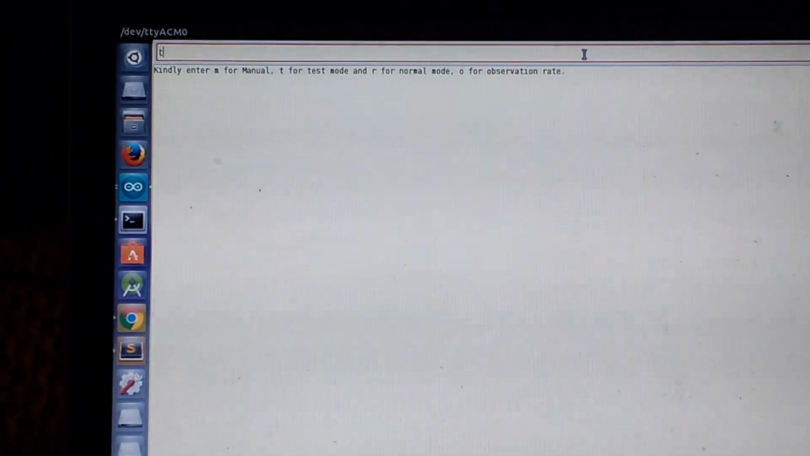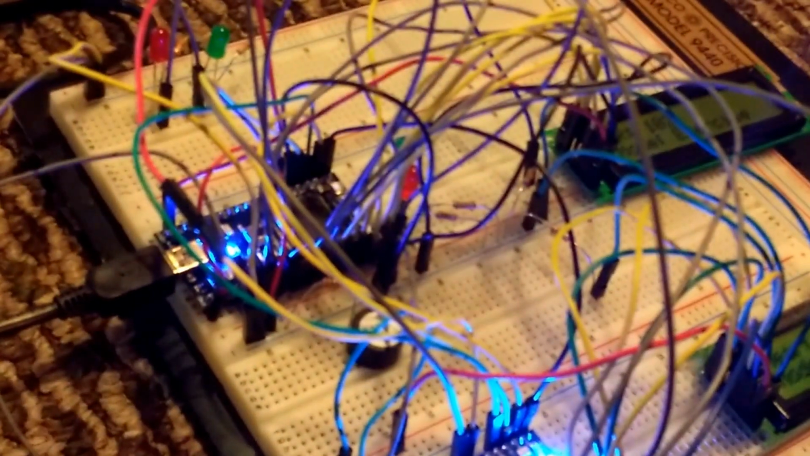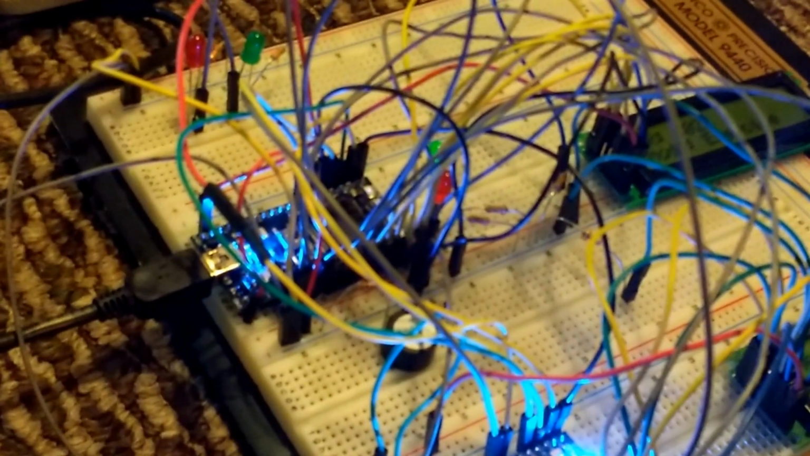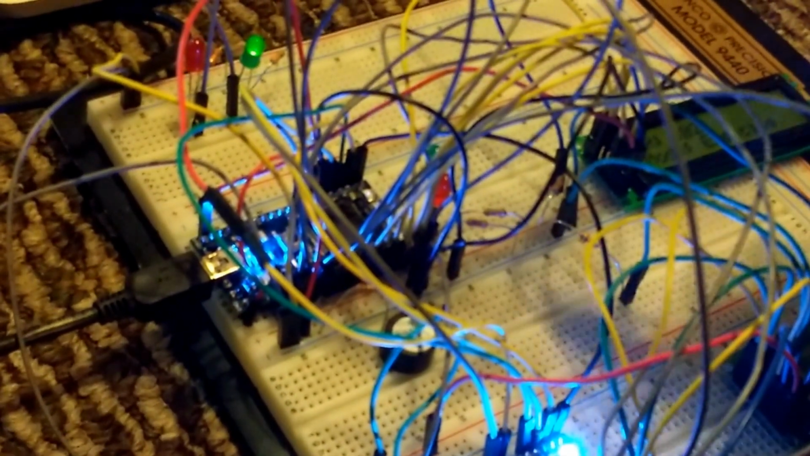Now to verify the correctness of our implementation, we'll put the heart into the test mode by pressing T, and if you can just focus on this. When T is pressed, both the pacemaker and the heart get synchronized, and the test mode is started, where initially the heart was functional.